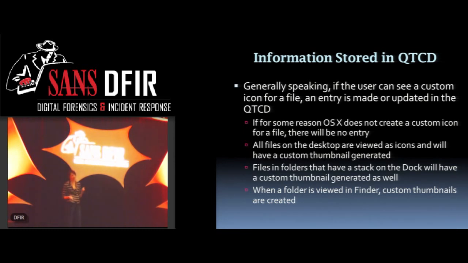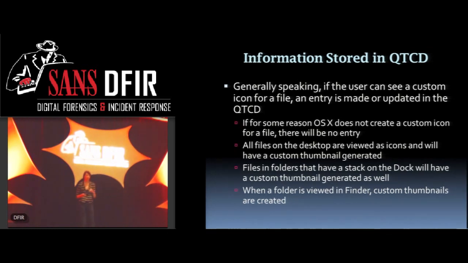There's also some files that it sometimes won't create a custom icon for. Not because there's something wrong with the file. You can open the file, it's fine. But occasionally, the operating system seems to hiccup in one of its processes, and we don't always see a custom icon. So if it doesn't create an icon, you don't see an entry. Files on the desktop, they're viewed as icons, so they should have entries in your database. Files and folders on the dock will have entries in the database. And whenever a folder is viewed in Finder, custom thumbnails are created, so you're going to have an entry in this database.